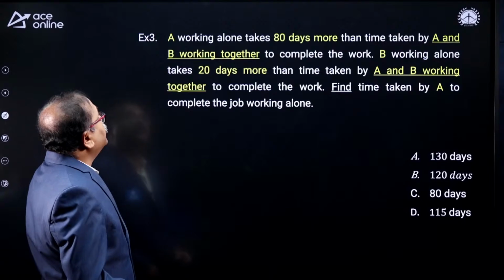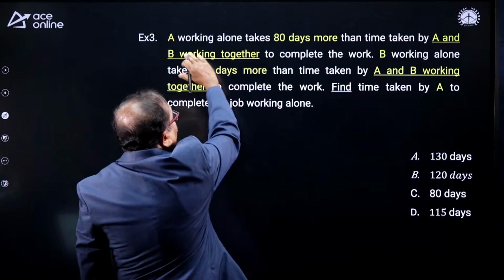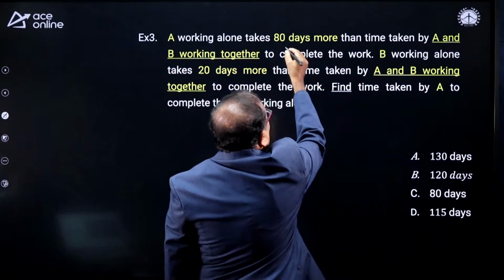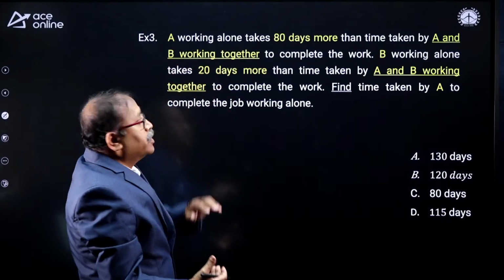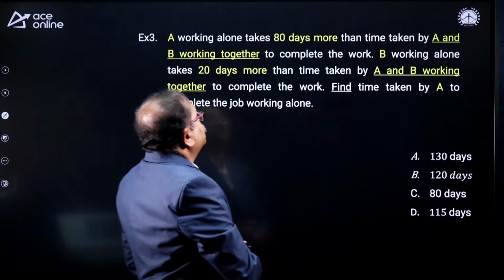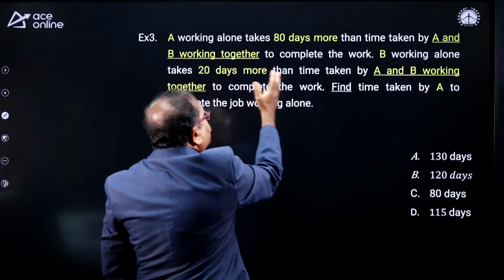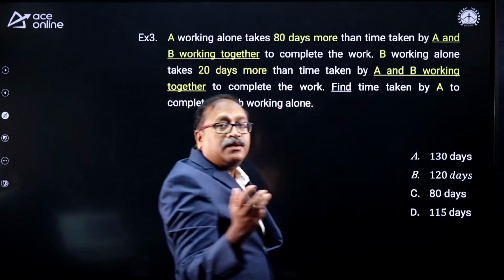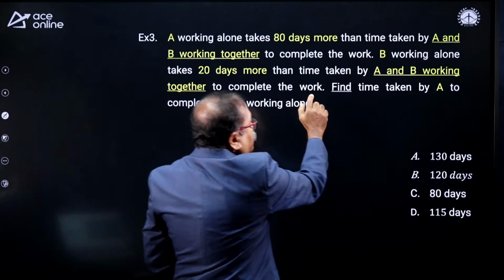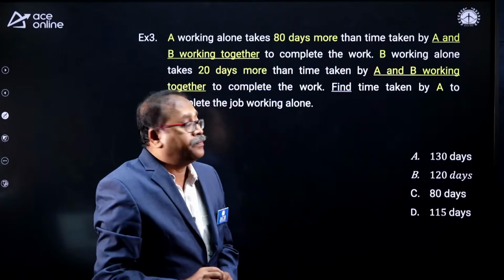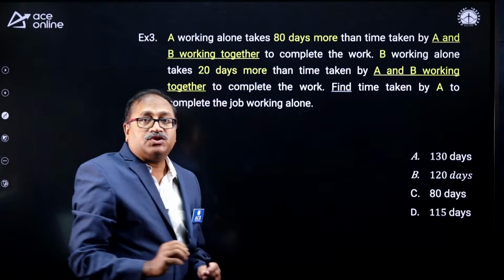Moving to the next question. These are all examples before I go to the main question, which says that A working alone takes 80 days more than the time taken by A and B working together. Next it says, to complete the work, B working alone takes 20 days more than A and B working together. The question is, find the time taken by A to complete the job alone.